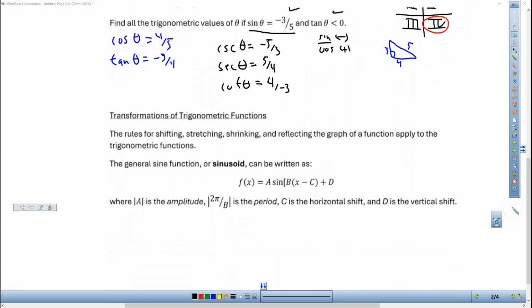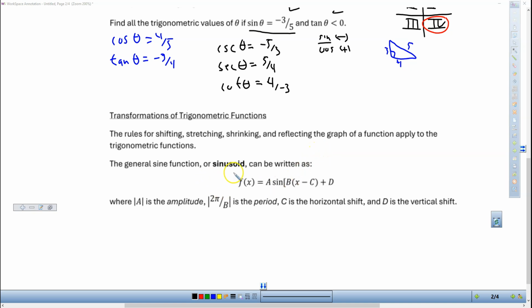Now, this is a very easy approach for a lot of this, but what if we start dealing with transformations? Because obviously not everything is going to be simply just sine, cosine, tangent. A lot of times you'll have other things that might modify it. While the rules for shifting, stretching, shrinking, and reflecting the graph of a function apply the same way to trigonometric functions as they would to others.